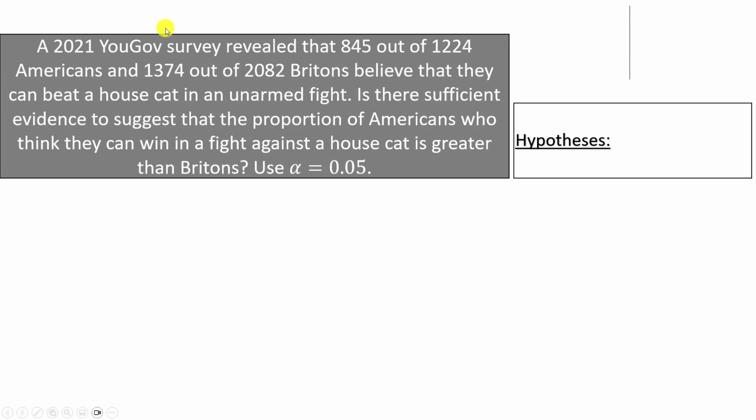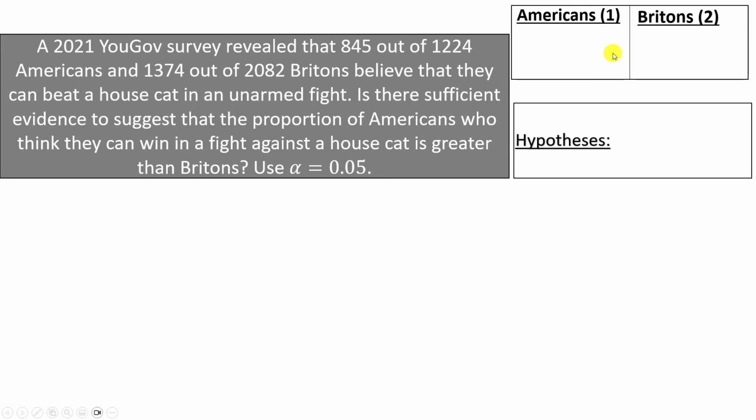So I grabbed some of the information from this survey. This is a real survey, and the information said that there were 845 Americans out of the 1224 surveyed, and 1374 of the people from Great Britain out of the 2082 surveyed who believed that they could win in a fight against this house cat if they were unarmed. And we want to know if this is good enough evidence to suggest that the proportion of Americans who think they can win in a fight against this house cat is greater than that of people from Great Britain.